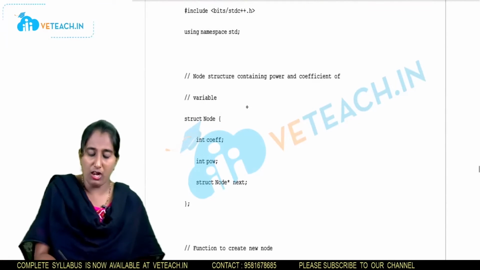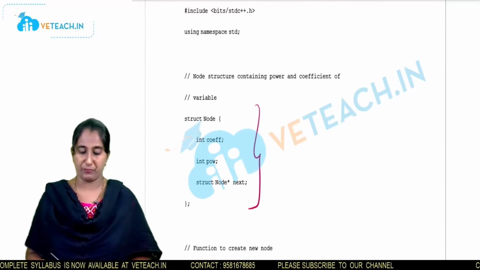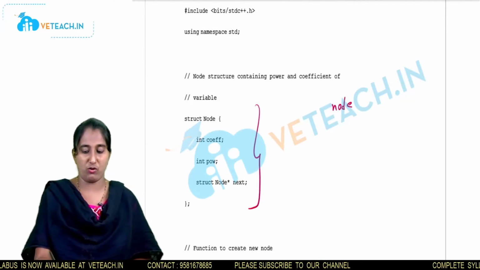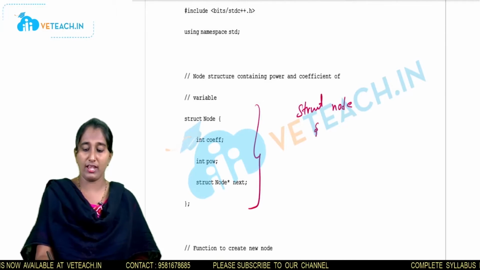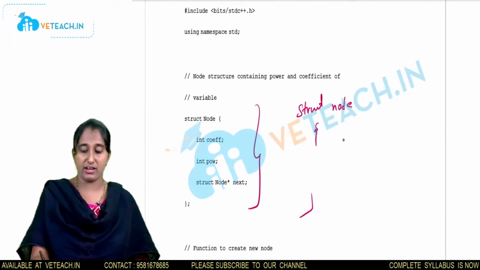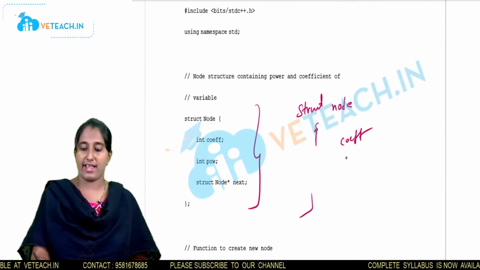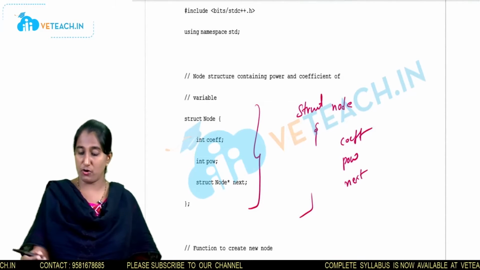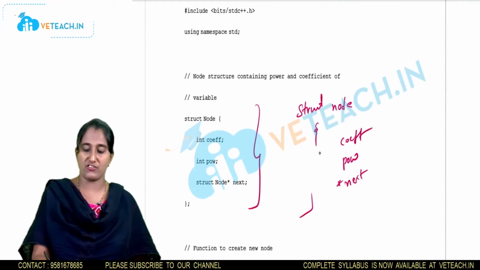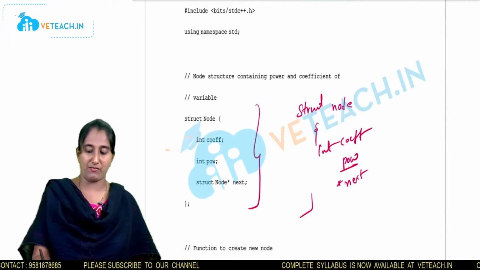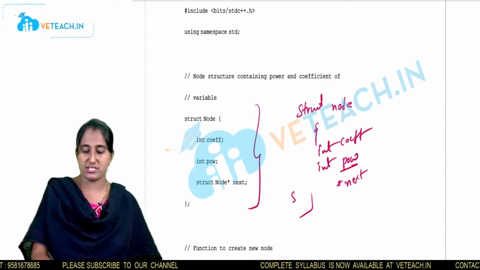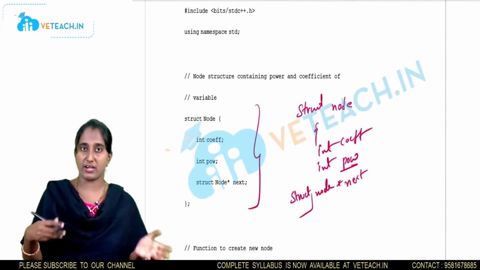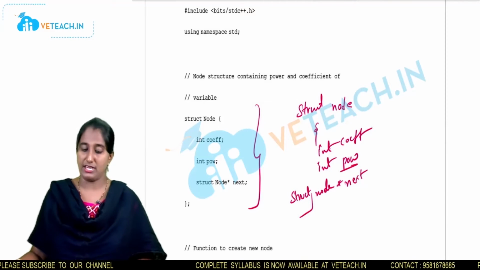So we all know we need a structure. We have taken a structure with the name struct node. So what are the fields we have taken? Coefficient, exponent or power, and the other one is next node address. So we all know coefficient is an integer and power is also an integer, and this is also struct node, where it stores the address of the next node.